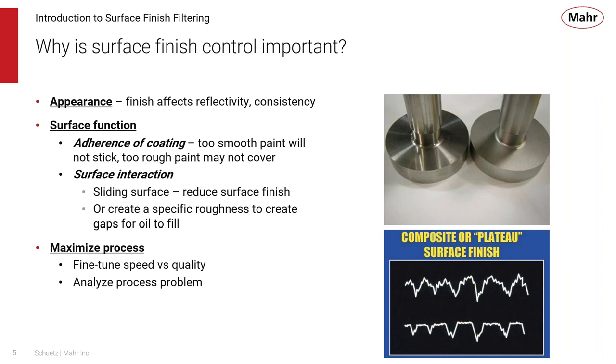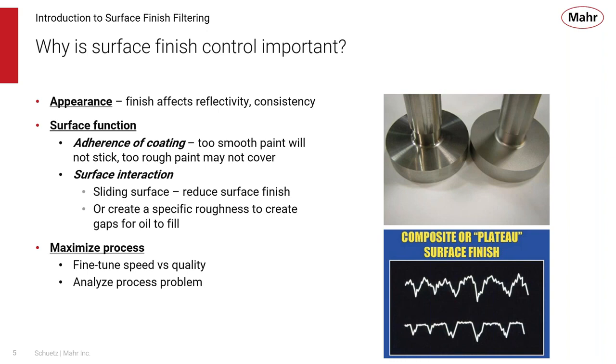There's also surface function. Adherence of coating is an important feature. If the surface is too smooth, maybe the paint will not stick, or if it's too rough, the surface finish might actually show through the paint covering. So again, to monitor the surface for coatings is very important.